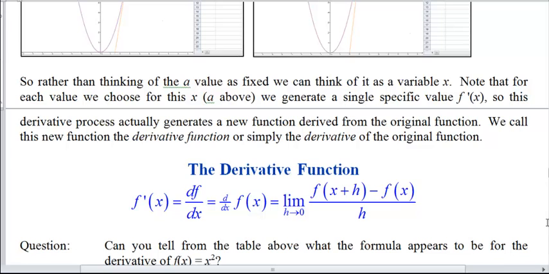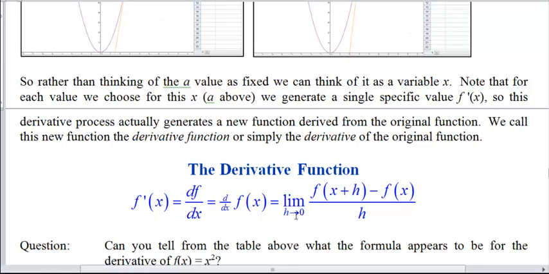So the new function is called the derivative function, or simply the derivative of the original function. So now I say f prime of x, which can be written as df over dx, or d over dx of f of x, is the limit as h goes to 0 of f of x plus h minus f of x over h. Exactly the same thing we had before, except I've replaced a by x, because now I'm thinking of this x not as a specific number a, but as a variable.